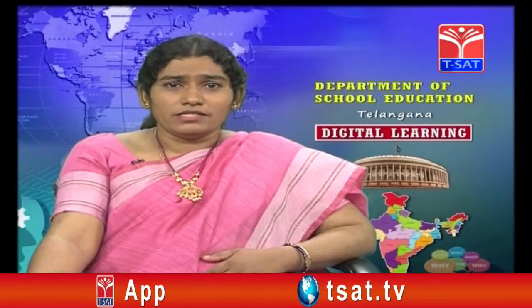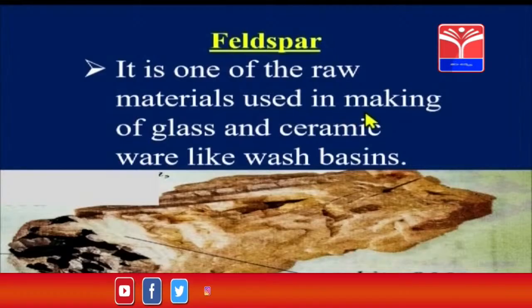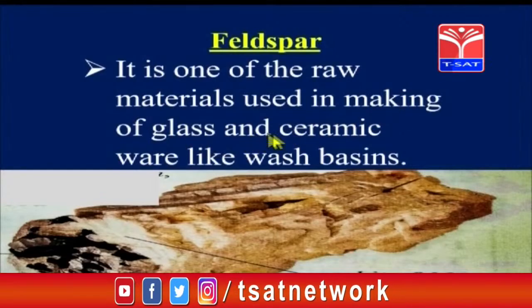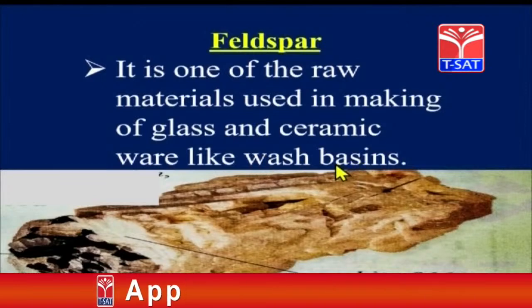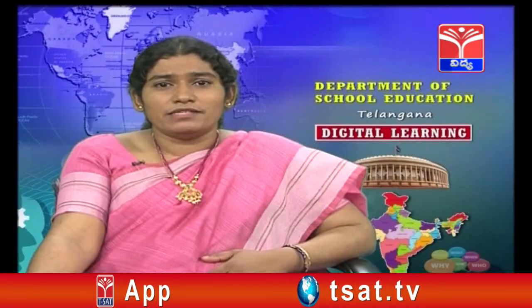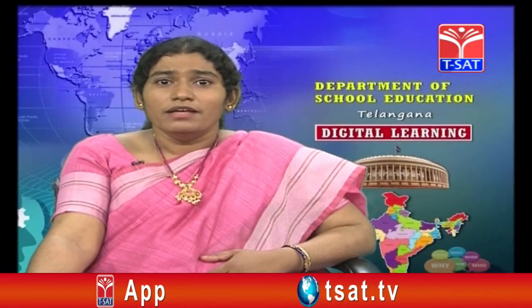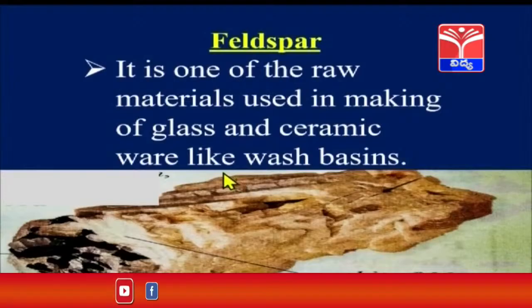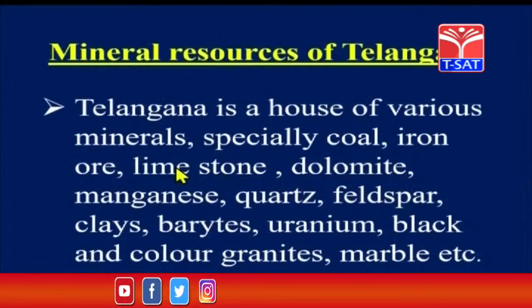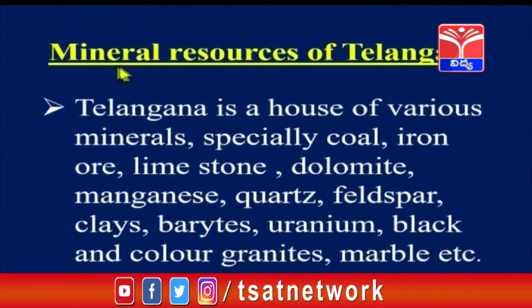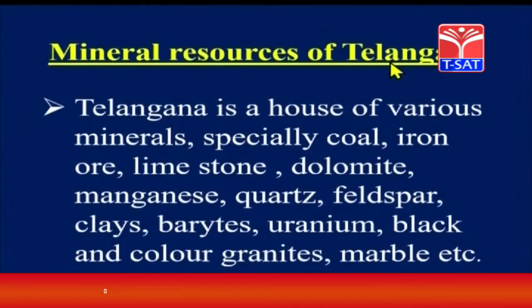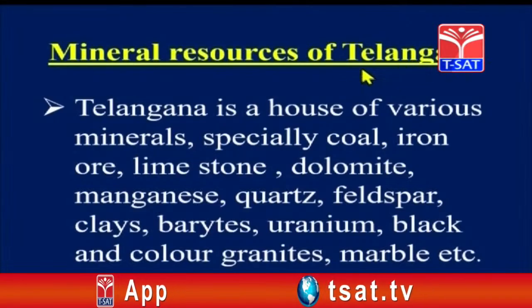Children, now let us study about feldspar. It is one of the raw materials which is used in making glass and ceramic ware, such as you might have seen the wash basins in our homes, children. So, for making the wash basin and similar types of equipment, this feldspar is utilized. Children, now let us study about the mineral resources of Telangana. What are the different minerals which are present in Telangana and how do they make Telangana a rich state?